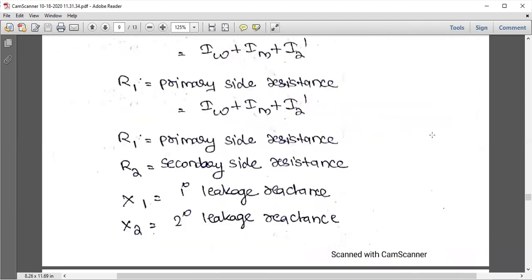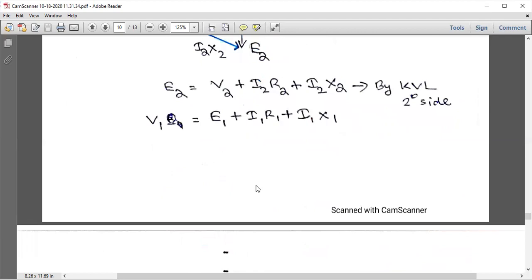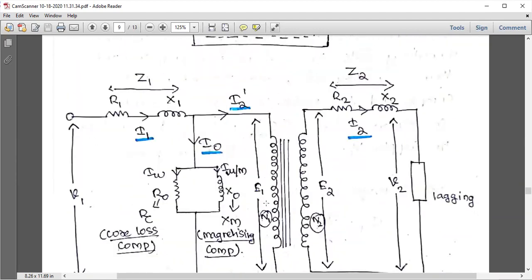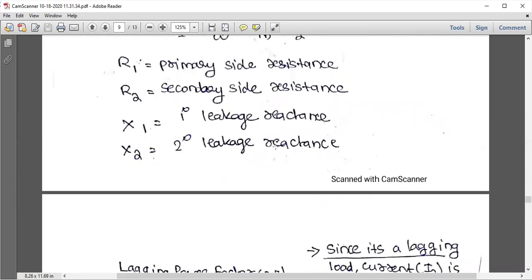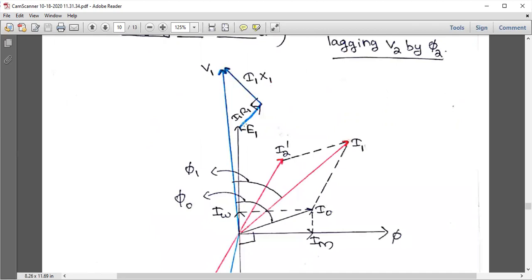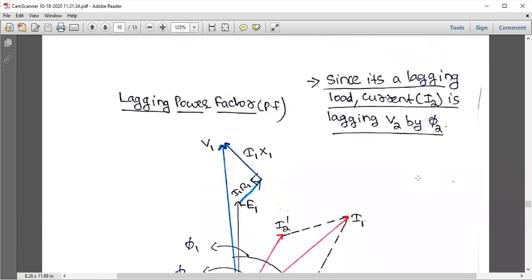And similarly, when we apply KVL in the primary side, we get V1 is equal to E1 plus I1R1 plus I1X1, because E1 will be the same, as the windings are in parallel. So V1 is equal to E1 plus I1R1 plus I1X1. So that's what we are drawing here. So I1R1 perpendicular to I1X1 and then the voltage V1. Just like that we will draw here. That's it. So this is the lagging power factor.